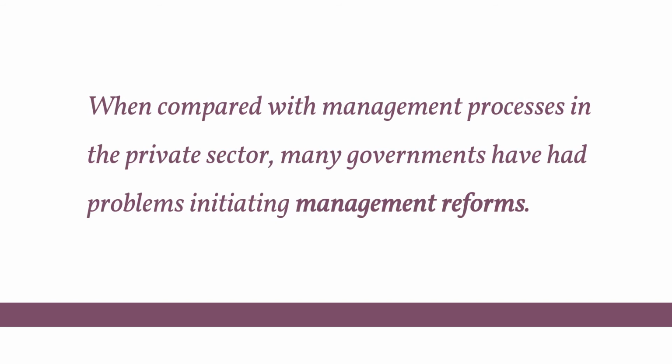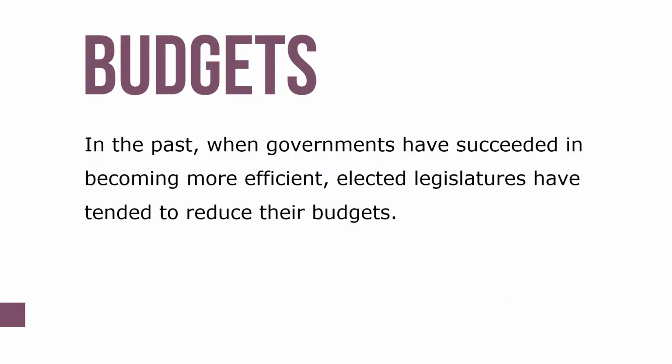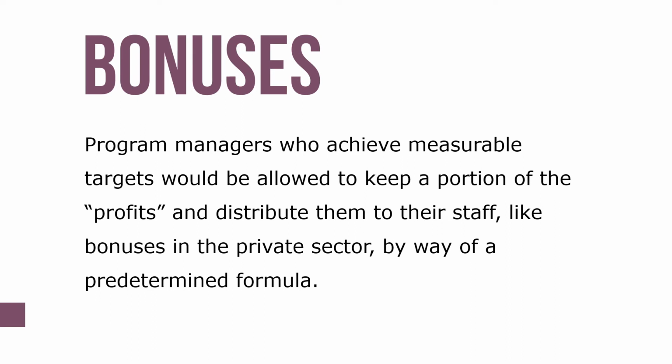When compared with management processes in the private sector, many governments have had problems initiating management reform. In the past, when governments have succeeded in becoming more efficient, elected legislatures have tended to reduce their budgets. Federal agencies were encouraged to become more results oriented as opposed to inputs oriented. Program managers who achieve measurable targets would be allowed to keep a portion of the profits and distribute them to their staff, like bonuses in the private sector, by way of a predetermined formula.